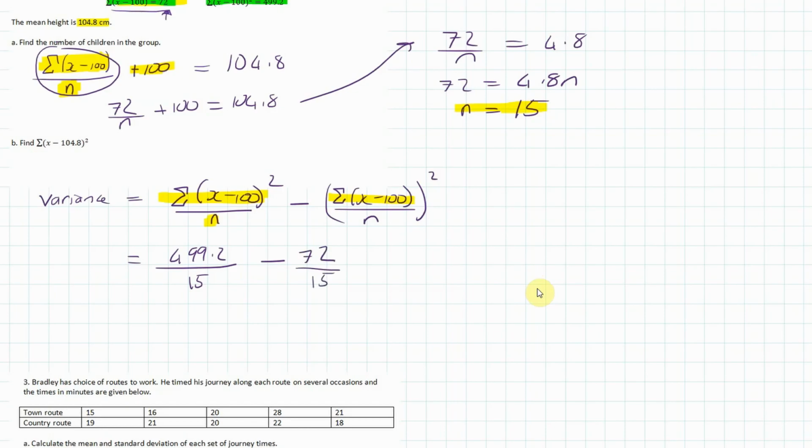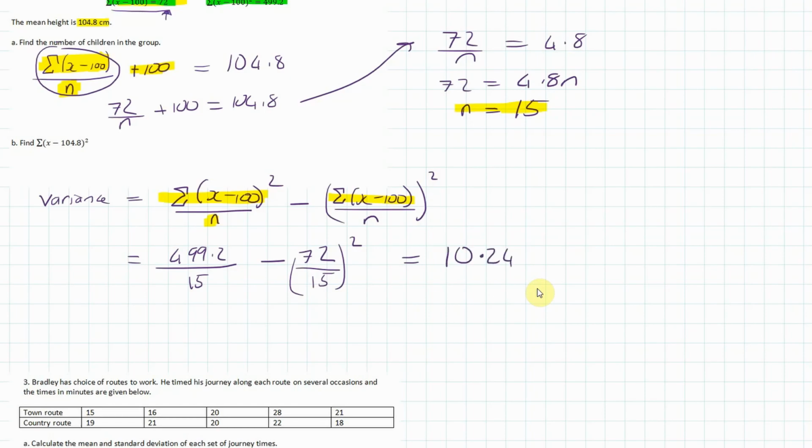Over 15, and then we're going to square that. Okay, so we're just going to chuck that in the calculator and find out what we get. What do we get? 499.2 over 15. Subtract, and then I'm just going to chuck this in brackets. What is it? 72 over 15. Square that. Okay, so that gives us 10.24.